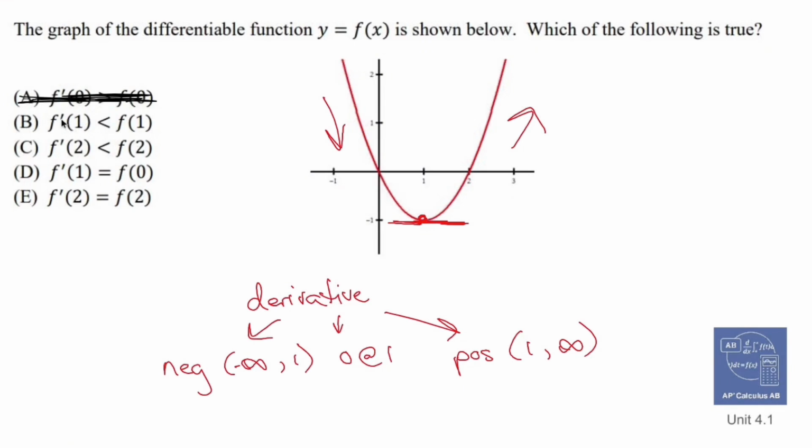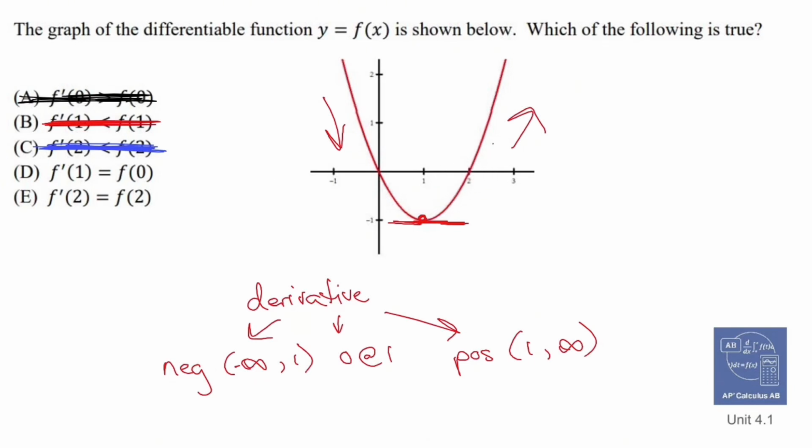B is saying the derivative at 1 is 0, and when you plug in 1, you get negative 1. Is 0 less than negative 1? No. So B is not true. F prime of 2 is going to be some positive slope, right? And f of 2 is 0. Is a positive number less than 0? No. So far we're striking out big time.